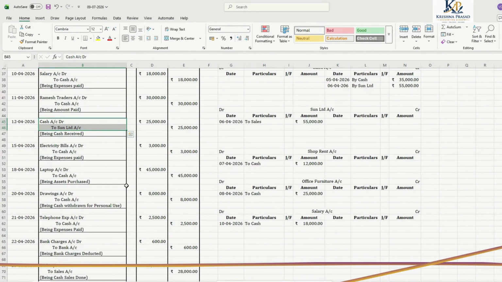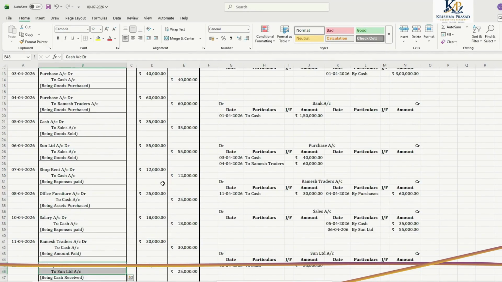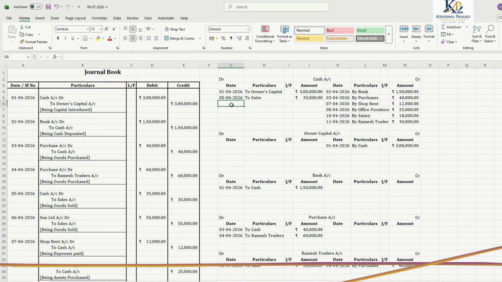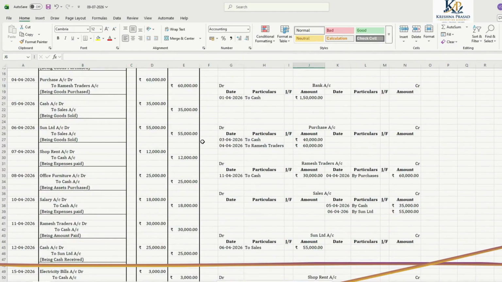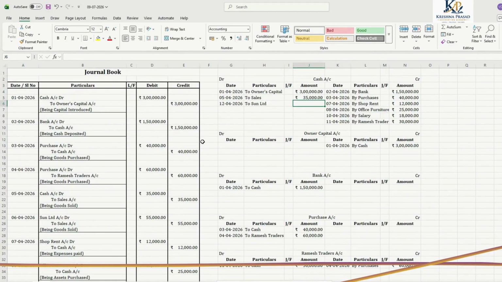Cash account data to Sun Limited. So we need to create cash account and Sun Limited. But both the accounts are already there, right? Cash account is on the debit side. In the cash account, we need to enter the opposite account on the debit side. What is an opposite account? To Sun Limited. How much? 25,000.